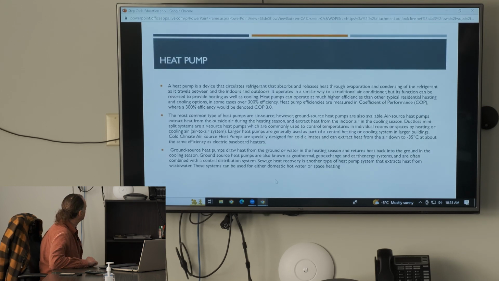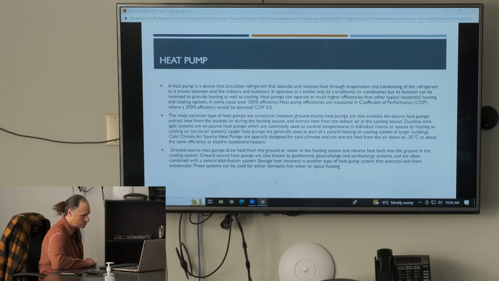So heat pumps. A heat pump is a device that circulates refrigerant and absorbs and releases heat through evaporation and condensing of the refrigerant as it travels between the indoors and the outdoors. It operates in a similar way to a traditional air conditioner, but its function can be reversed to provide heating as well as cooling. Heat pumps can operate at much higher efficiencies than other typical residential heating and cooling options, in some cases over 300% efficiency. Heat pump efficiencies are measured in coefficient of performance, COP, where a 300% efficiency would be denoted as COP 3.0.